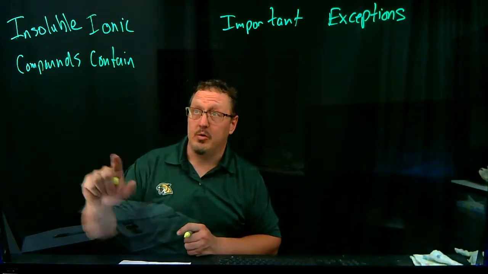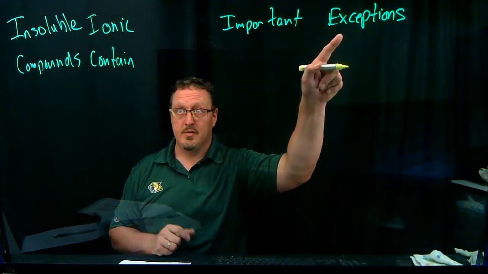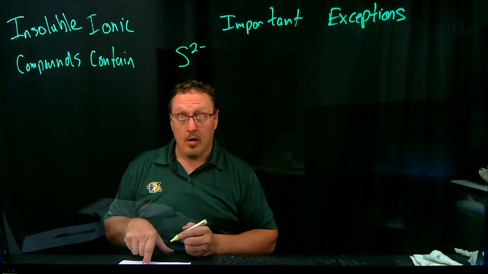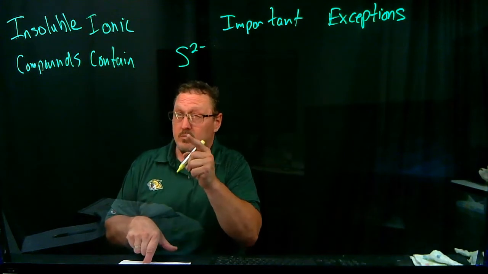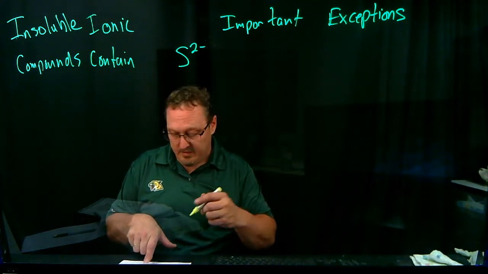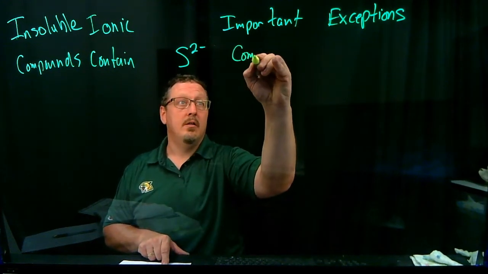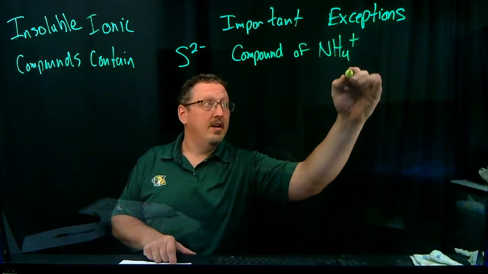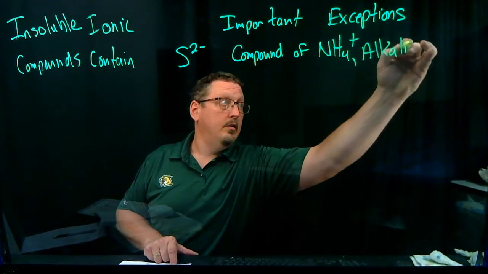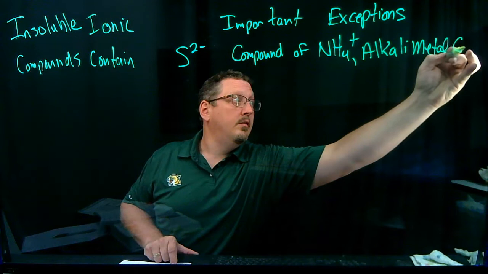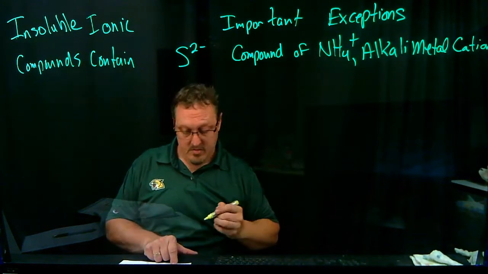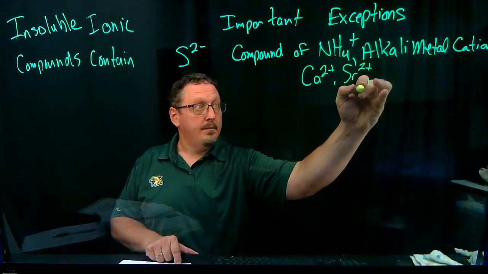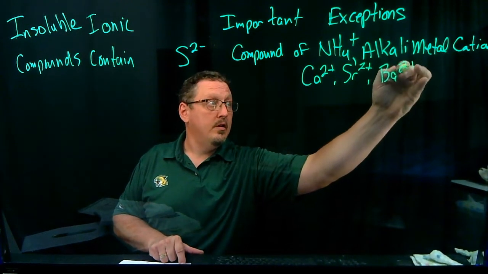Okay, so then just a second we'll talk about our insoluble compounds. Okay, so now we're going to talk about insoluble ionic compounds and their exceptions. Compounds that contain the sulfide ion, S2-, are always insoluble. That means they don't break apart and form aqueous solutions. They're just insoluble solids unless it is a compound of ammonium, NH4+, the alkali metal cations, and calcium 2+, strontium 2+, and barium 2+. Okay.